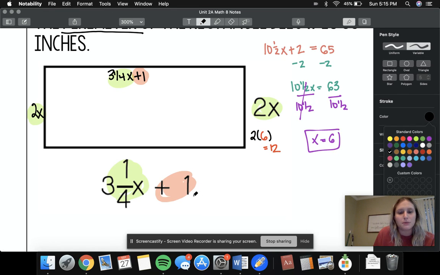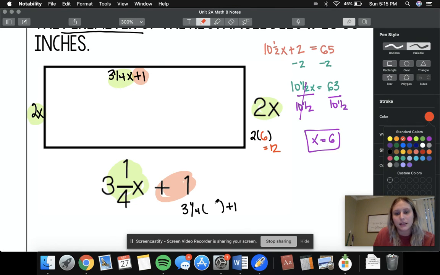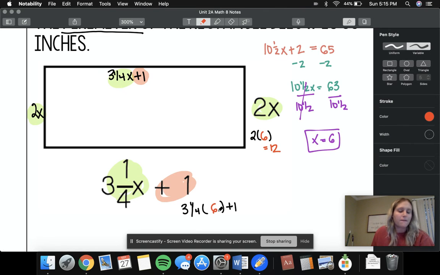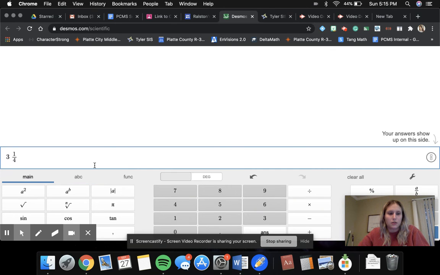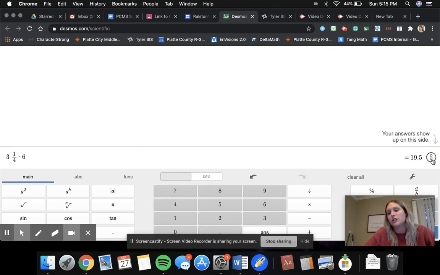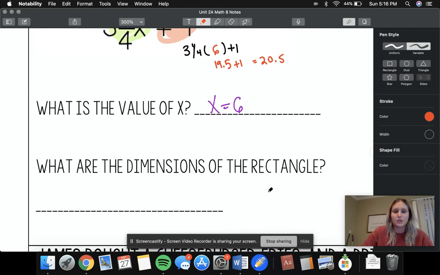Okay. The other one, which is 3 1/4 x plus 1. We're also going to put 6 right there. Okay, so 3 1/4 times 6. I'm going to use my calculator. 3 1/4 times 6, which is 19.5. Again, if you would rather have it be a fraction, it'll make it an improper fraction. Okay, so we have 19.5, but then we need to add the 1 and we get 20.5. So the dimensions of the rectangle, the length is 20.5 inches and the width would be 12 inches.